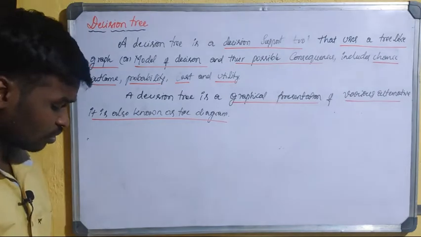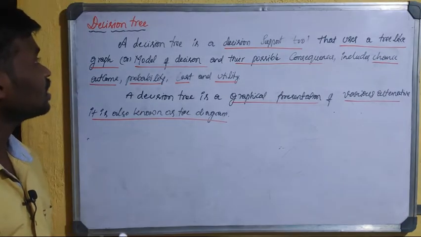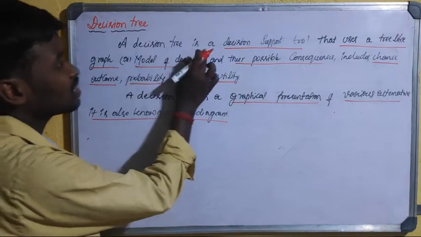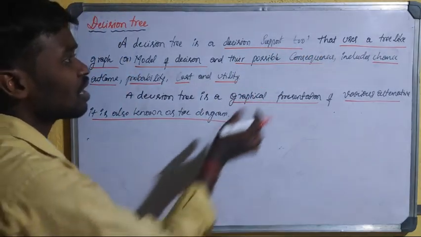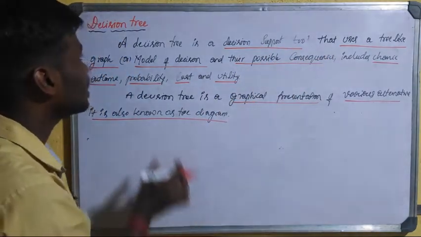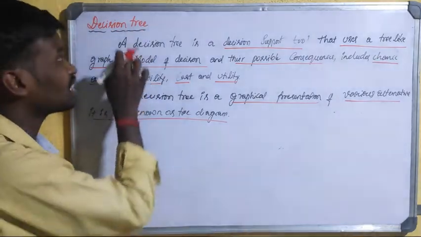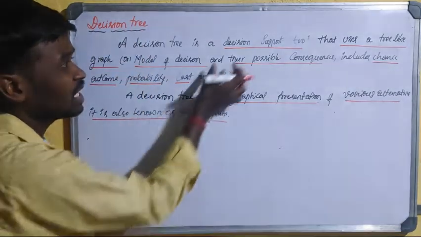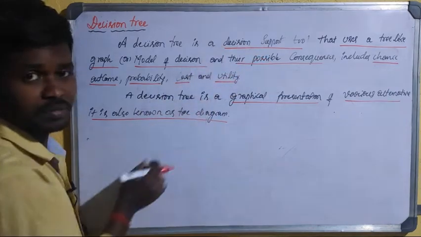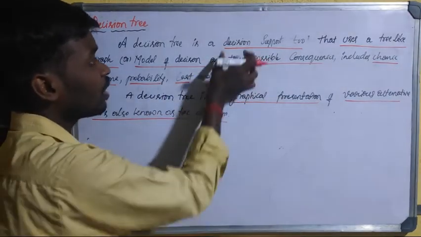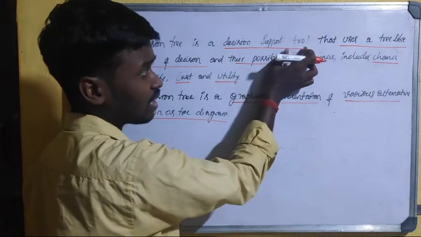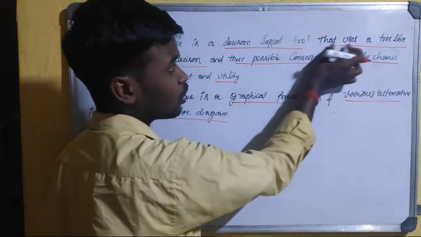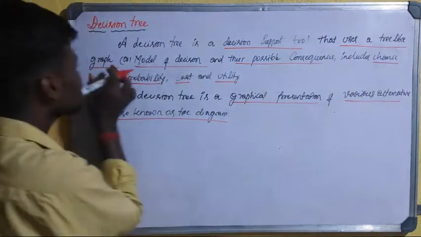So the meaning stated is that a decision tree is a decision support tool. Why is it called a tool? Ultimately, decision tree analysis is helpful for taking the necessary decision. So a decision tree is a decision supporting technique, or a tool, that uses a tree-like graph.